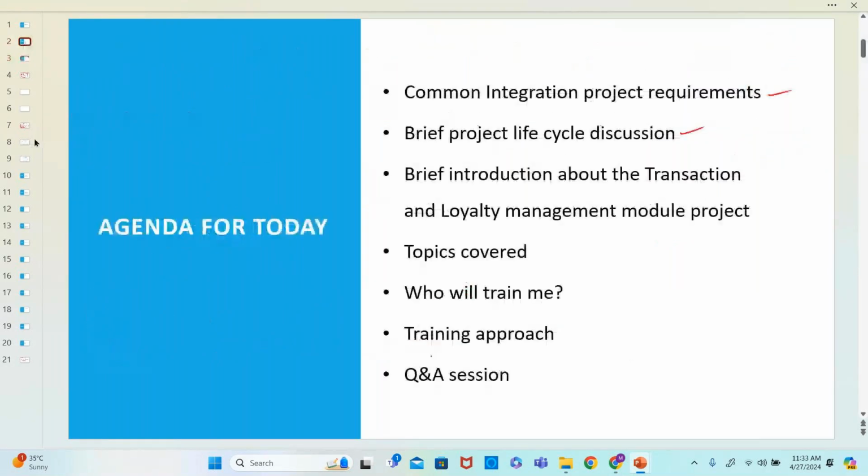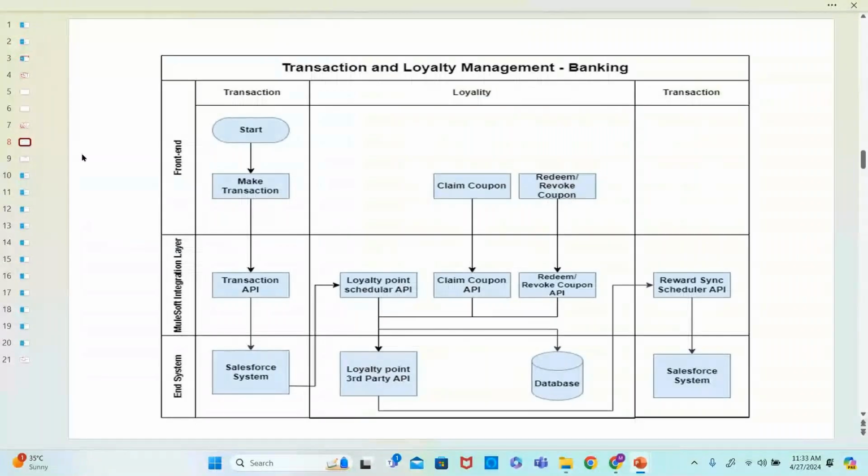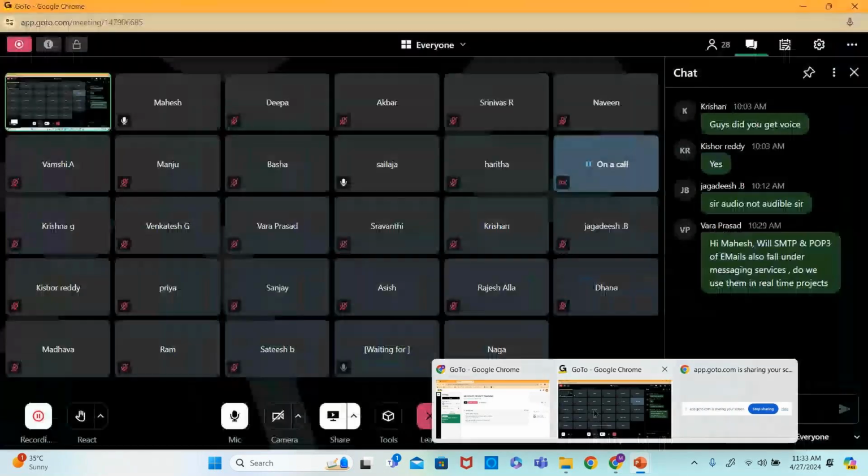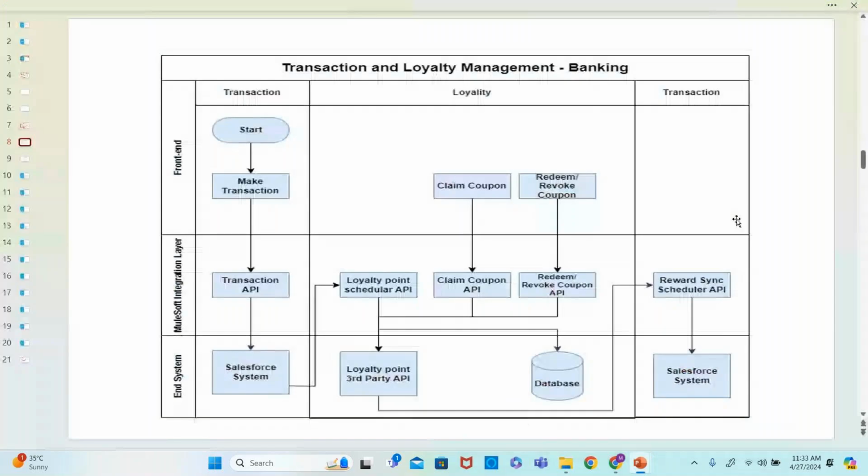Now what I'll try to do. And I'm audible, right, to everyone? Yes. Okay, fine. Now we'll discuss the transaction loyalty management project. If you see, there are two categories in this particular section. What are they? Transaction is one category and loyalty is one category.